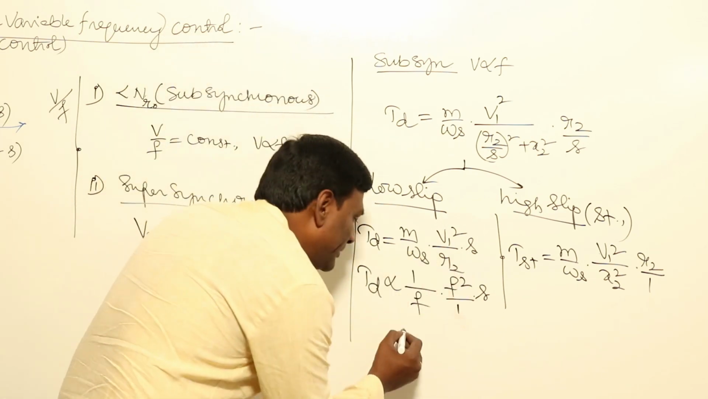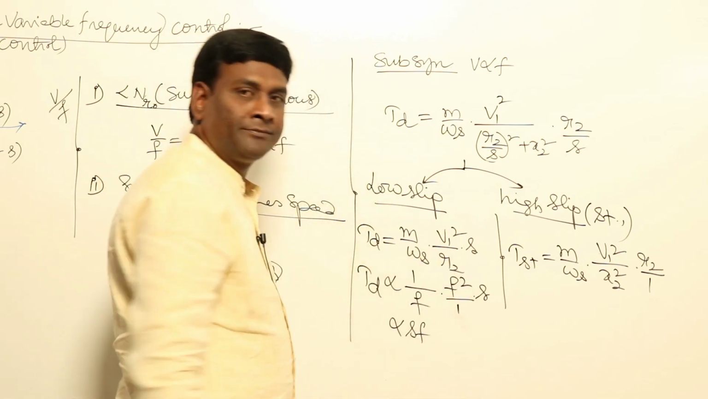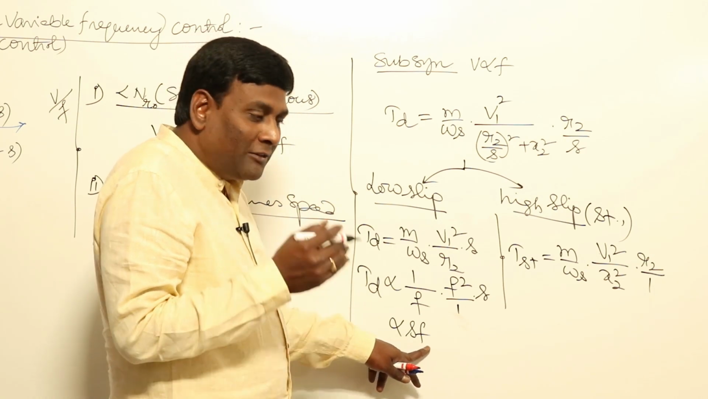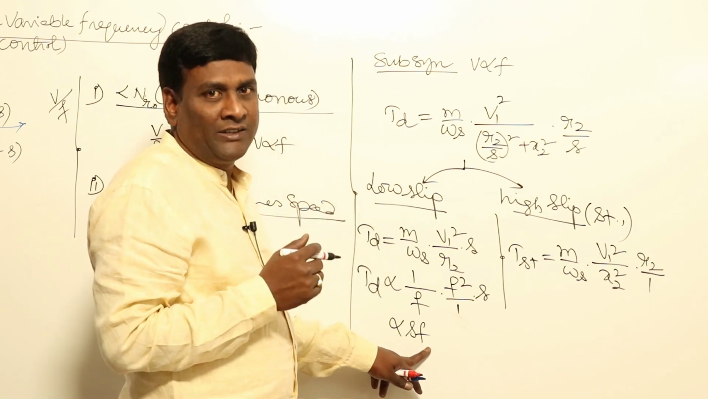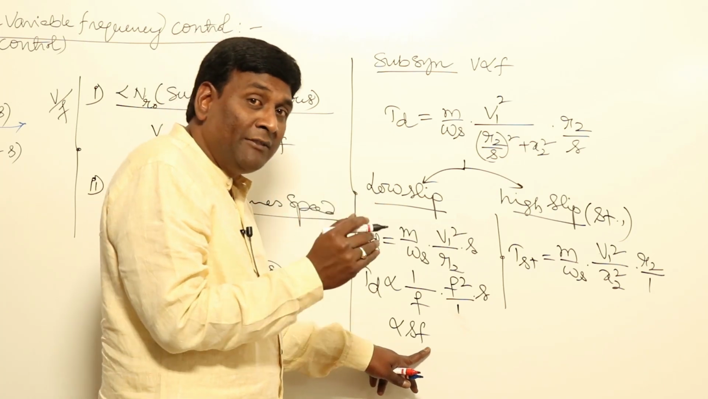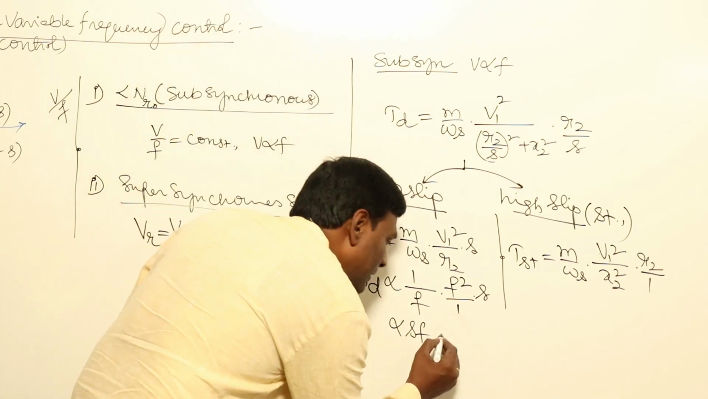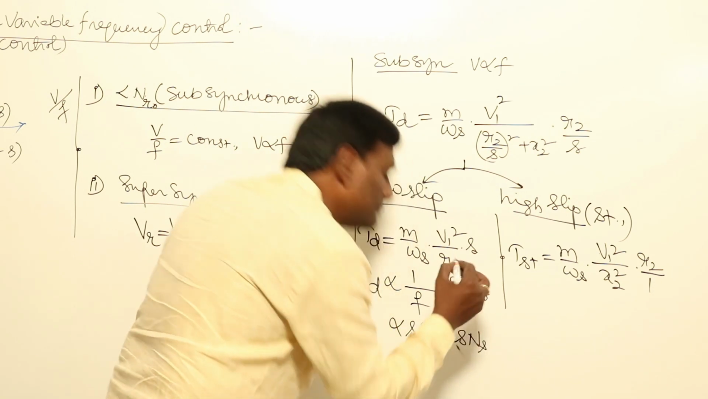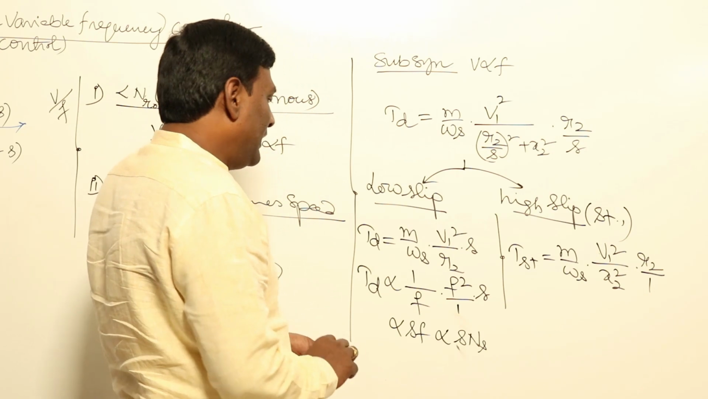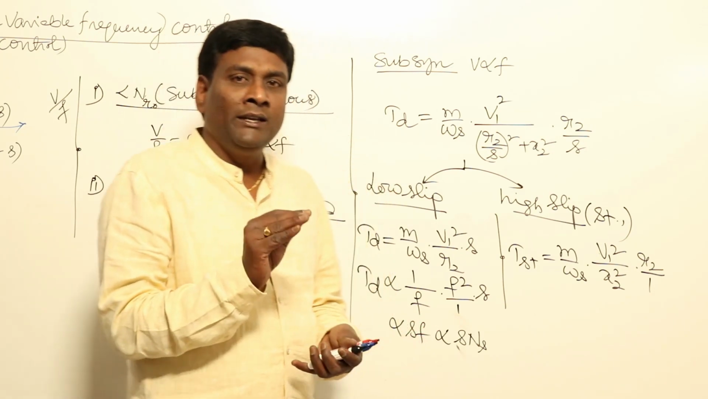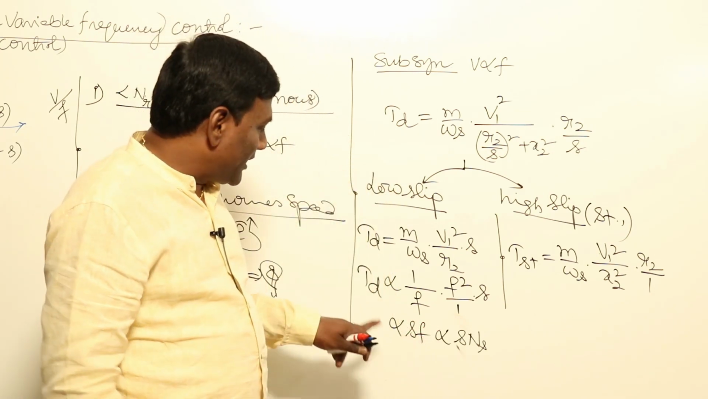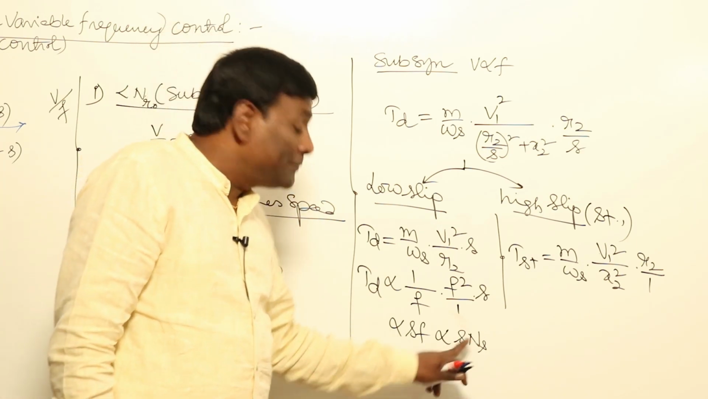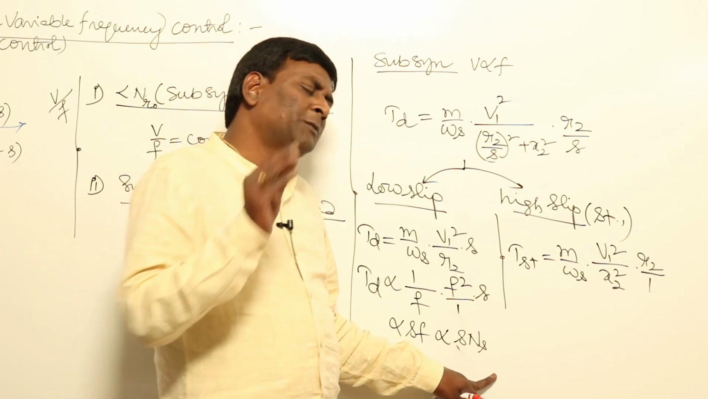Now what is happening here? It is directly proportional to S into F. Now if I have 50 Hz frequency, for a given machine the synchronous speed is going to be constant, so it is directly proportional to S into NS. So let us conclude. Actually, for this only I started this. For a given torque, slip frequency or slip speed is going to be constant. Keep this point in mind.